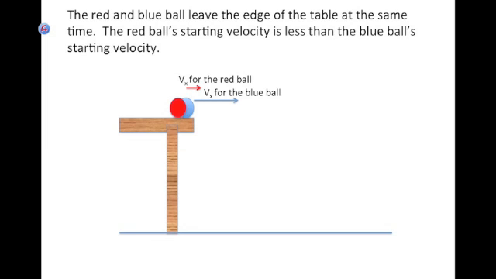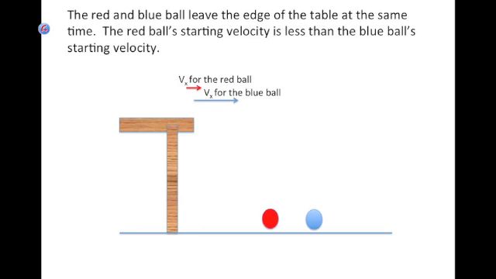Now let's try this one. Now we have a red and a blue ball that leave the edge of the table at the same time. The red ball starting velocity is less than the blue ball starting velocity. So in this case, the blue ball will be coming off the table much faster. So you can imagine that the blue ball is moving really fast, whereas the red ball is moving more slowly. So I want you to predict which one will hit the ground first, or if they'll both hit the ground at the same time. Or I also want you to think about where they hit relative to the edge of the table. Will they hit the same distance from the edge of the table, or will one be farther away? Let's see what happens.